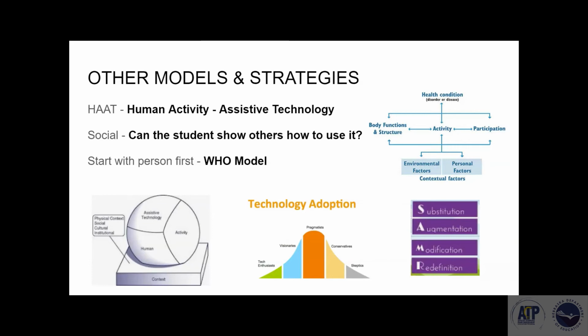Down at the bottom, technology adoption. It's something that I referenced more towards the beginning, how you might have someone who's more of a tech enthusiast and wants to jump on the bandwagon for the newest thing, versus someone who might be more conservative or skeptical, which is where I tend to fall. I'm the Luddite assistive tech coordinator. I like to make sure that something's working and it's beyond being in beta before I put it in front of my students.